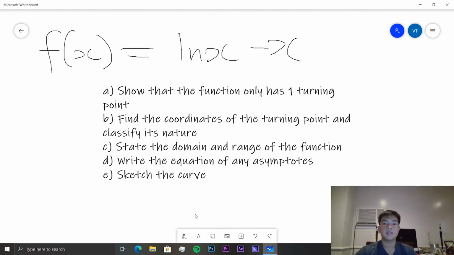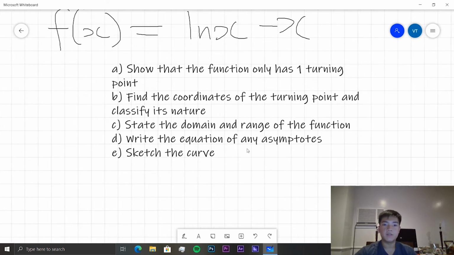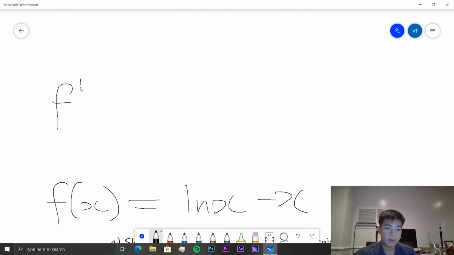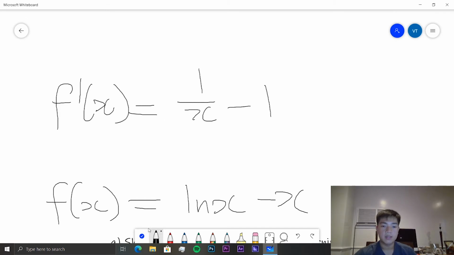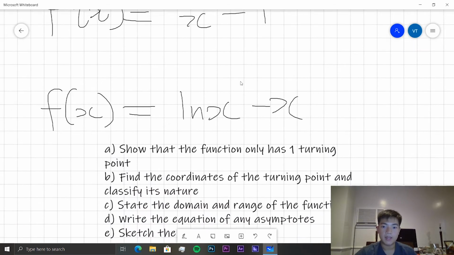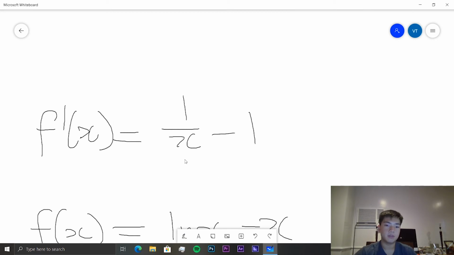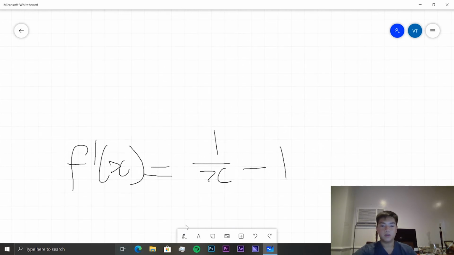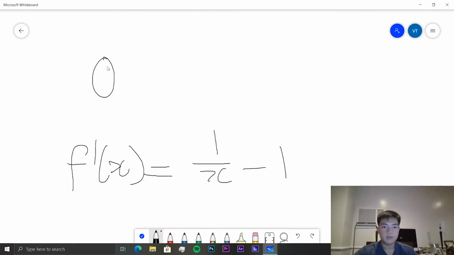Okay, so show the function only has one turning point. We need to get the derivative. So we have f prime of x is equal to 1 over x minus 1. This only has one turning point since this only equals 0 at one point. Find the coordinates of the turning point, classify its nature. So we need to make the gradient 0, so 0 is equal to 1 over x minus 1. So 1 is equal to 1 over x, so the turning point is where x equals 1.